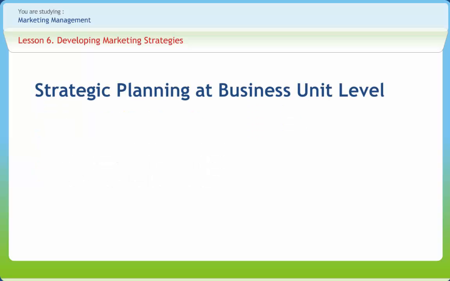After the corporate plan is made, companies go for business unit level planning. The business unit level plan comes out of the corporate plan. There are 6 steps involved in business unit level strategic planning. At first, the SBU must analyze the industry and competition.